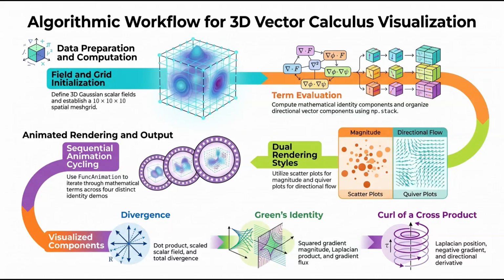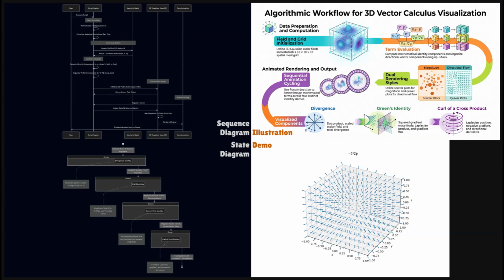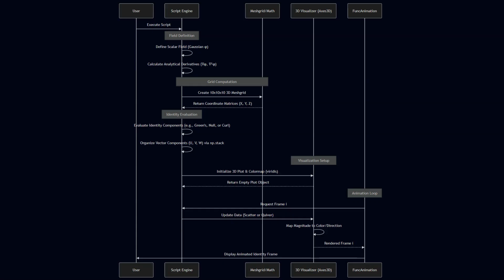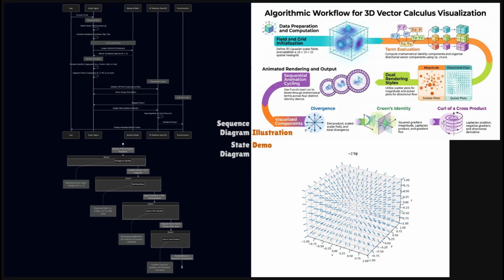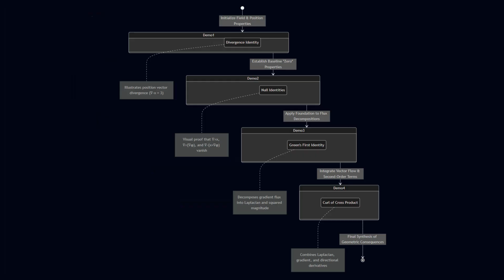The journey from abstract mathematical theory to interactive 3D visualization is a structured process that bridges the gap between the derivation sheet and computational rendering. This progression is best understood through two lenses: the conceptual roadmap of the demos and the technical workflow that brings them to life.